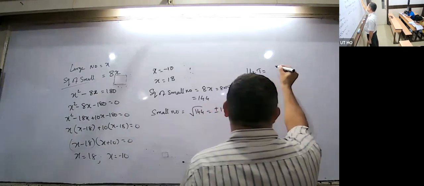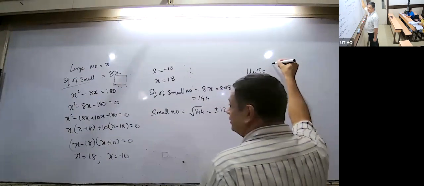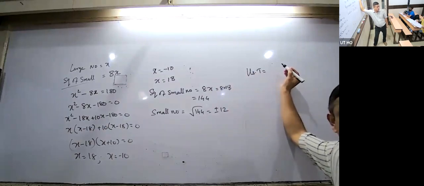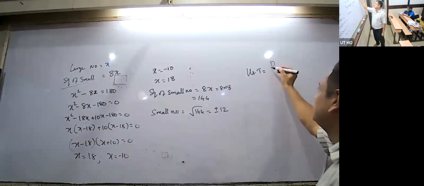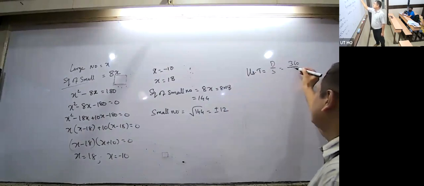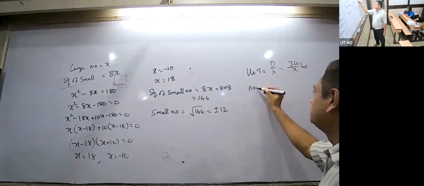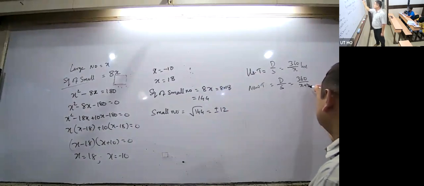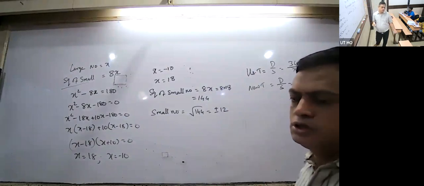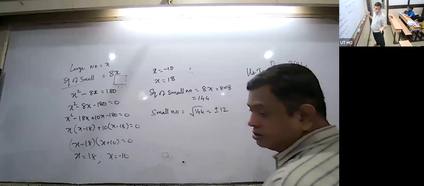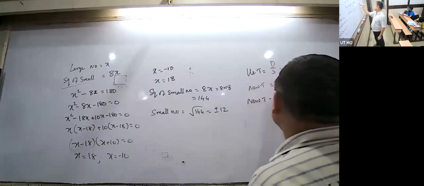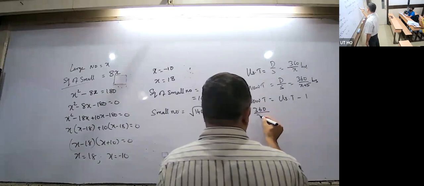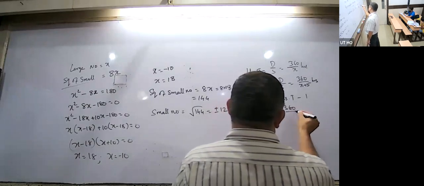Therefore, usual time. How do you find time? Distance upon speed. That is 360 upon x hours. New time is again distance upon speed, 360 divided by x plus 5. When speed increases, time decreases by how much? 1 hour. So new time is equal to usual time minus 1. So you got the condition now. 360 divided by x plus 5 is equal to 360 divided by x minus 1.